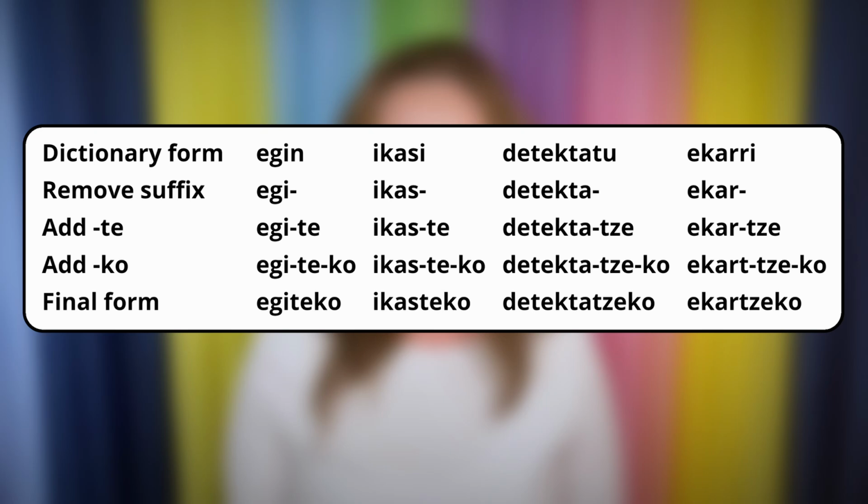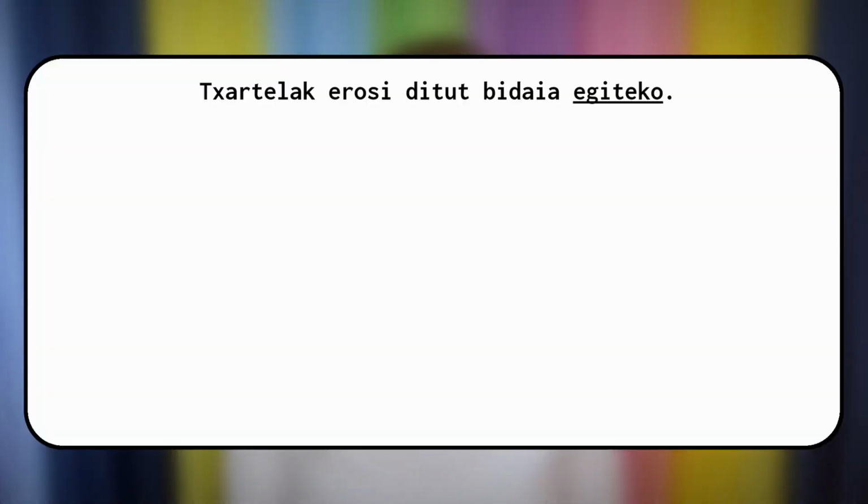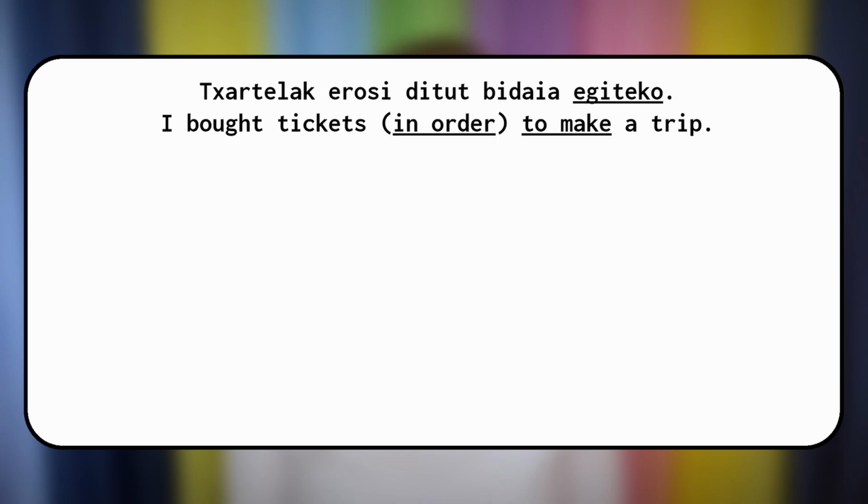I have a video on forming the verbal noun if this is new to you, so check that out if you need to. So with the four example verbs I just gave, we can form sentences to express intention or purpose. Txartelak erosi ditut bidaia egiteko. I bought tickets in order to make a trip.